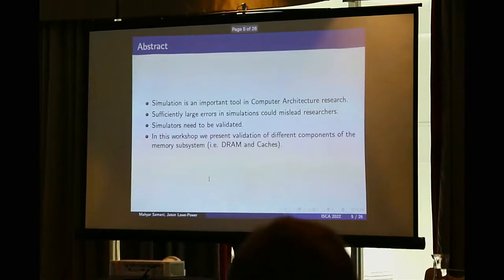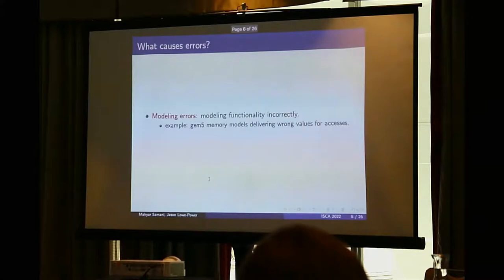So what I'm going to do here is to present what I think would be a methodology for validating memory components in the gem5 simulator. Okay, so let's first look at where errors come from. Overall, there are three common types of errors. The first type is modeling errors, which arise from modeling the functionality of a model incorrectly. For example, you could imagine someone could model the memory, but that memory would deliver incorrect values for accesses, or deliver zeros.